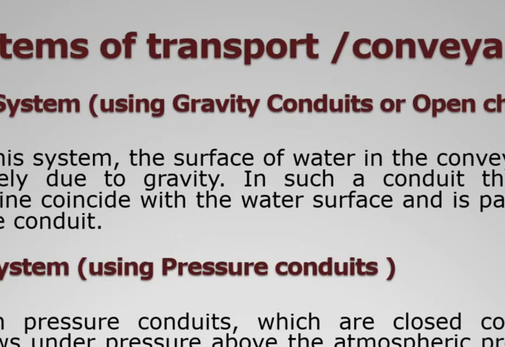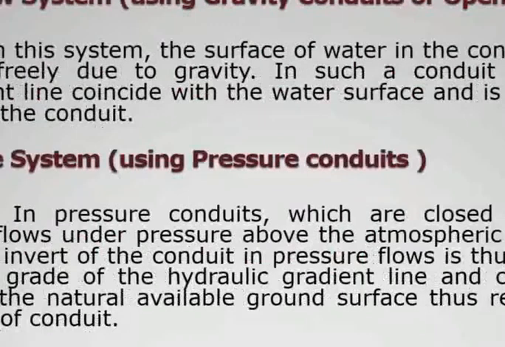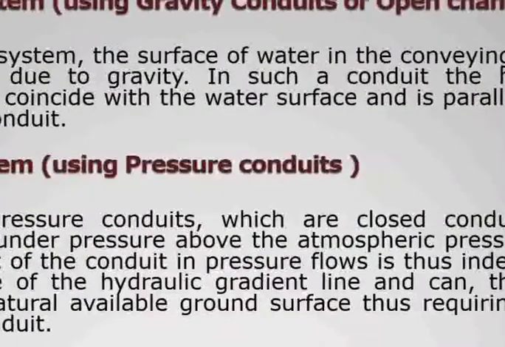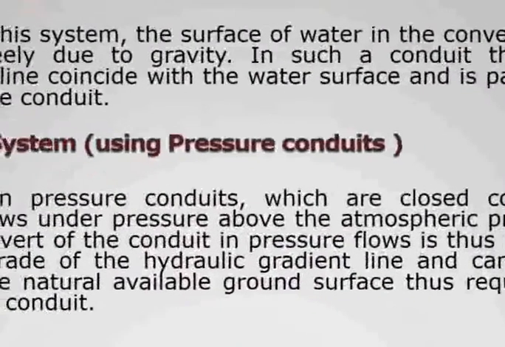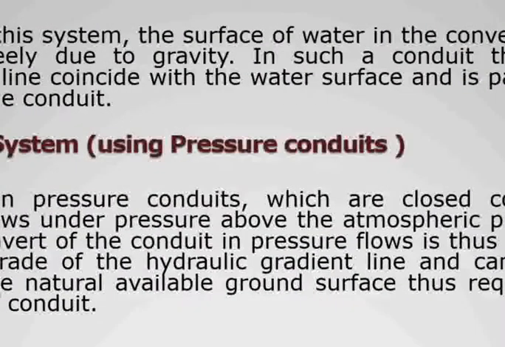Now coming to the pressure system. Here in this case, unlike the gravity system, we will be transporting or conveying water using pressure conduits. These are closed conduits which flow under pressure above the atmospheric pressure. In the free flow system, the pressure will be under the atmospheric pressure, and in the pressure system it is a closed conduit, so the pressure will be above the atmospheric pressure.